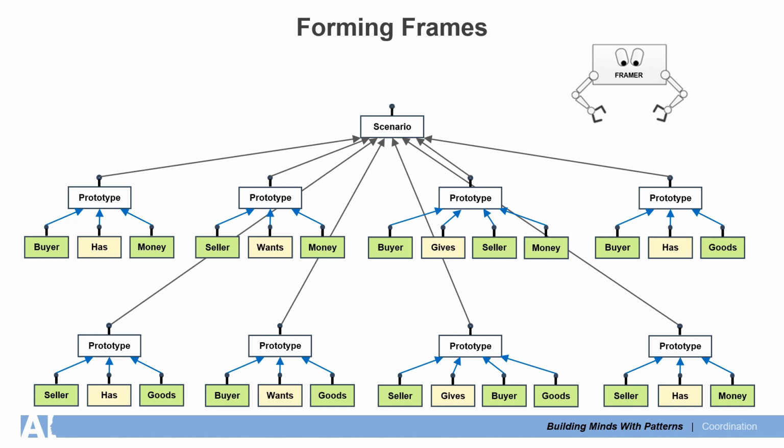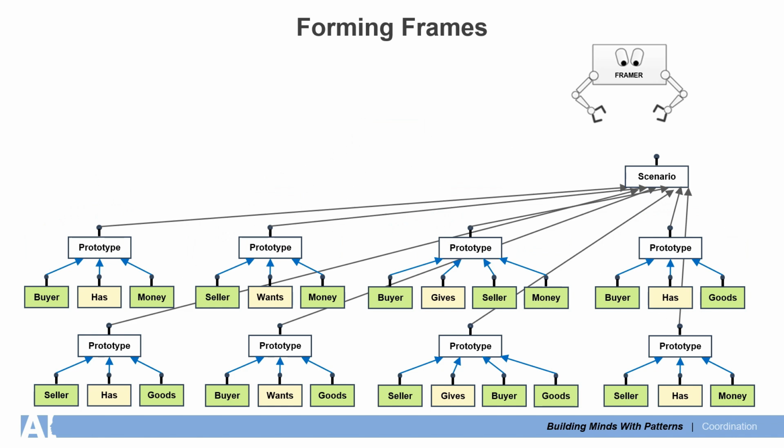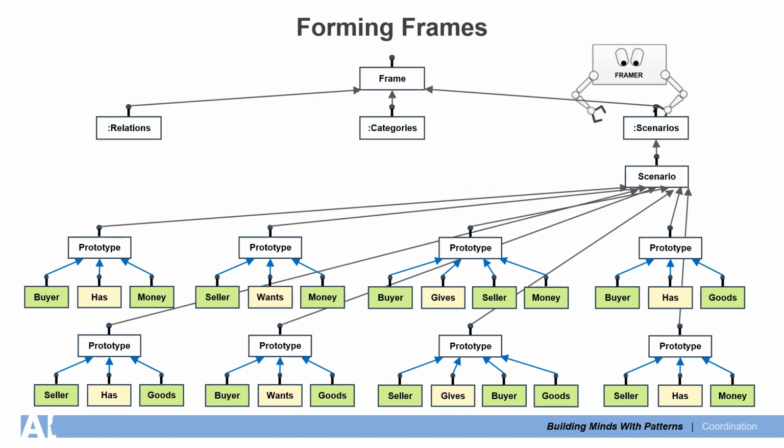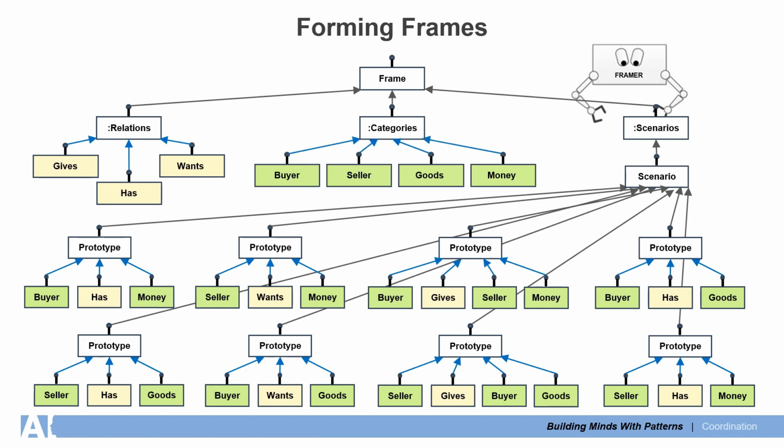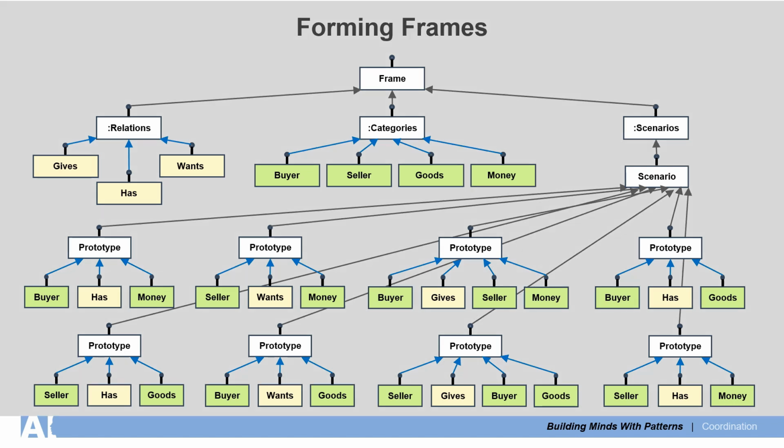Forming frames. The framer agent creates frames. Starting with a scenario, a frame schema is created, which contains the scenario. All the relations are gathered together from the scenario, and all of the categories are gathered together from the scenario. Frames are based on George Lakoff's work on embodied cognition and Roger Schank's work on scripts. A frame contains roles, relations, and scenarios. Scenarios are episode categories.